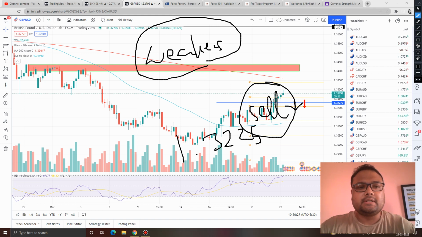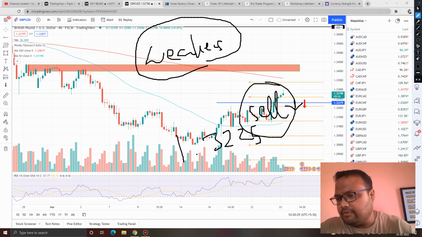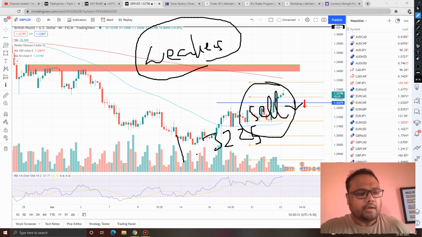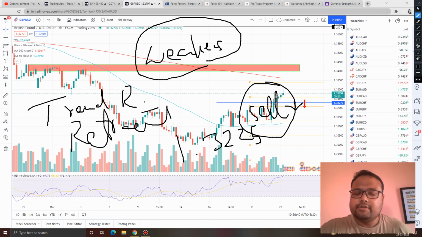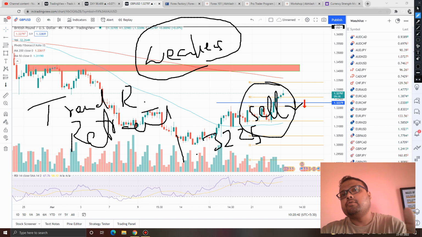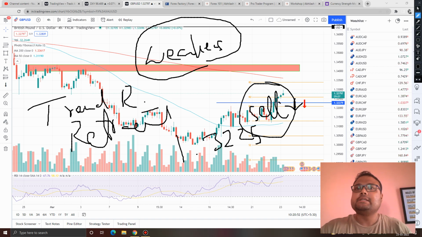Because you must understand that there is a very strong difference between trend reversal and retracement. So if GBP is strong enough, then it will go for a retracement, but if GBP loses its strength, then it will go for a trend reversal. And if the market falls below this level, we can go for a sell as well if the trend reverses.